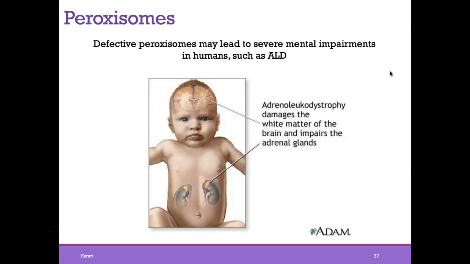There's a disease called adrenoleukodystrophy, ALD, that's a result of defective peroxisomes. Normally peroxisomes have to break down any faulty matter, right? Any undesirable fats, rather. Sorry, peroxisomes will break down the fats. So if there is a defect in peroxisomes, you might have an accumulation of these fats, and that can cause damage to the white matter of the brain and the adrenal glands. And that can lead to the mental impairments of ALD.